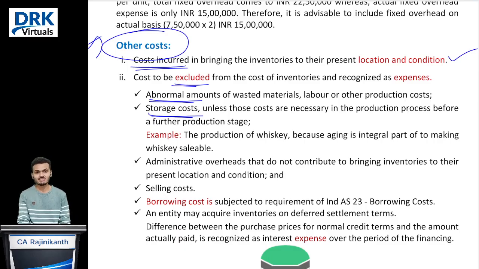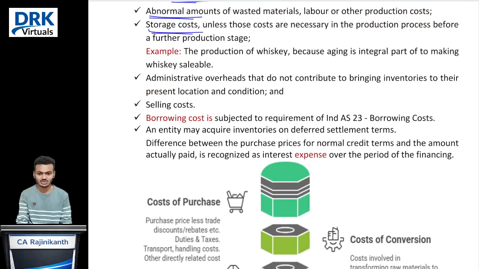Let's say, for example, pickles like mango, tomato, amla, or any other pickles, and in case of wines and whiskey, in those processes storage is an integral part of the manufacturing process, correct? In those cases, include the storage cost in the cost of inventory. Do not charge it to profit and loss account as an expense, right? And the next one is administration overheads and selling and distribution overheads, which are charged to profit and loss account as an expense.